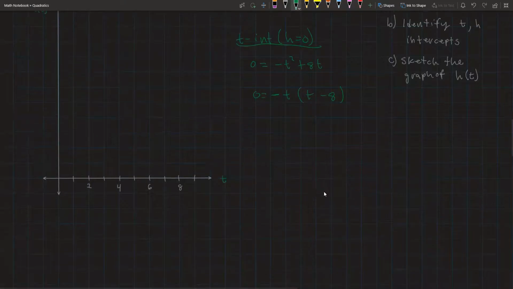That's perfect. So that means that the t-intercepts are located when t equals 0 or when t equals 8. And those 2 points are 0, 0 because the height is 0, and 8, 0.